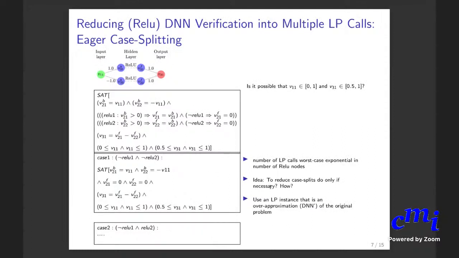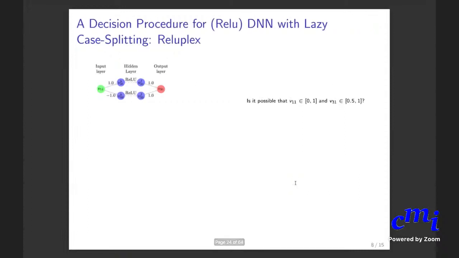And the key idea that Reluplex uses is what is called lazy case splitting. Don't case split eagerly like what I do here by just enumerating all the cases, but try to solve it, ignoring the ReLU constraints. Okay, and how that is done is what I'm going to show you.